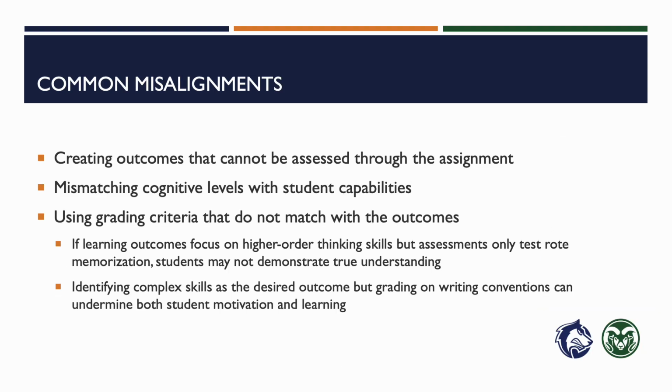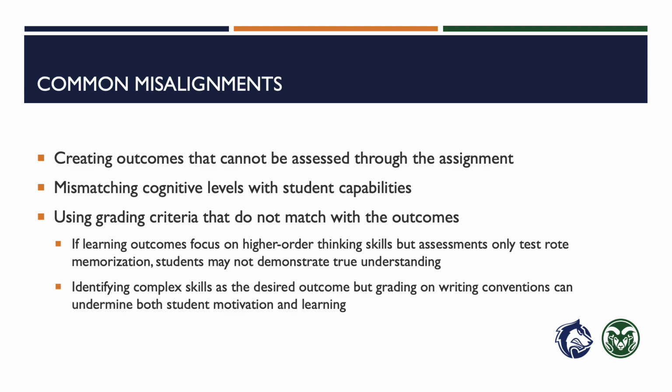Sometimes we can fall out of alignment without realizing it. This can cause frustration for both instructor and student alike. Some common misalignments include the following: creating outcomes that cannot be assessed through the assignment. An example includes expecting students to make conclusions about research findings when they do not have access to the data. Mismatching cognitive levels with student capabilities. This can include expecting first-year students to do advanced analysis or theory-driven work when they're really just being introduced to the concepts.